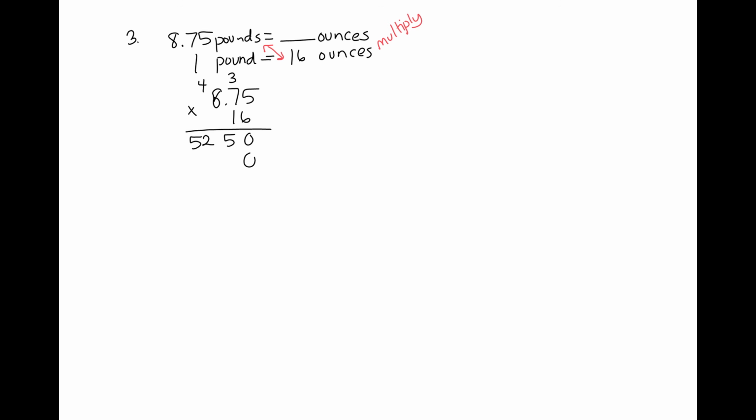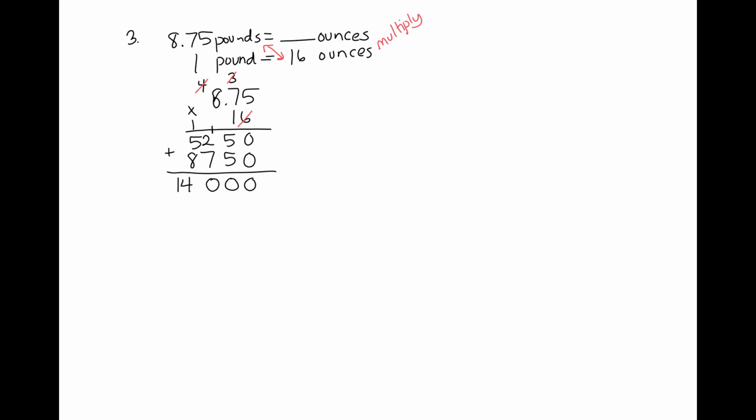I drop my 0. Now, I want to cross out what I've already used, and then I can start over. 1 times 5 is 5, 1 times 7 is 7, and 1 times 8 is 8. And I add these up. 0 plus 0 is 0. 5 plus 5 is 10. I carry my 1. 7 plus 2 is 9, plus 1 is 10. Carry my 1. 1 plus 5 is 6. 6 plus 8 is 14.